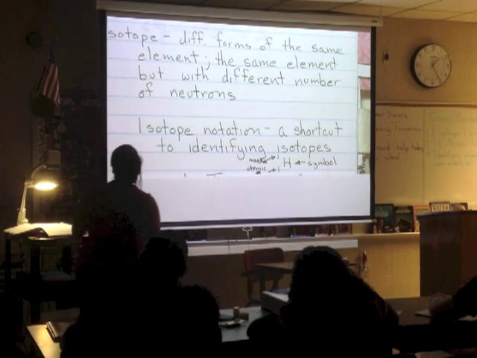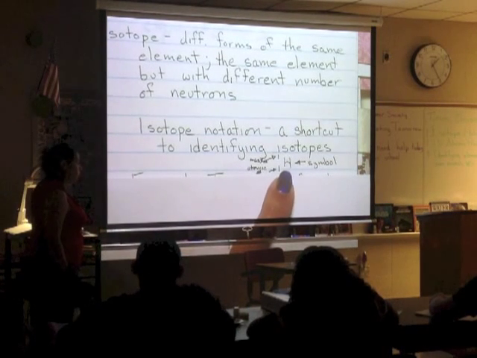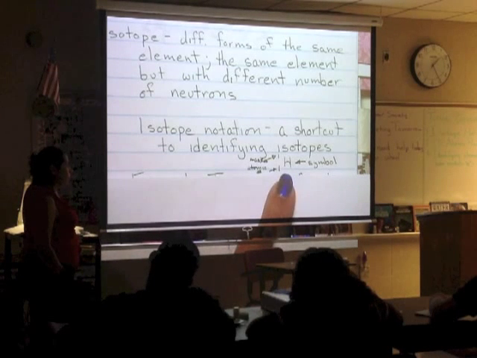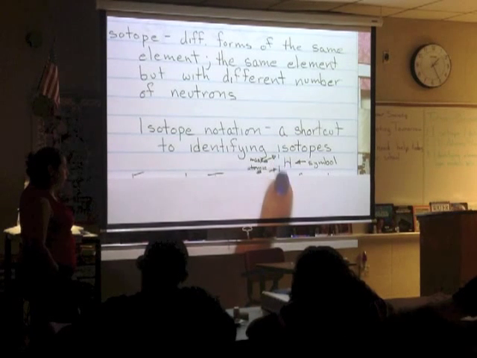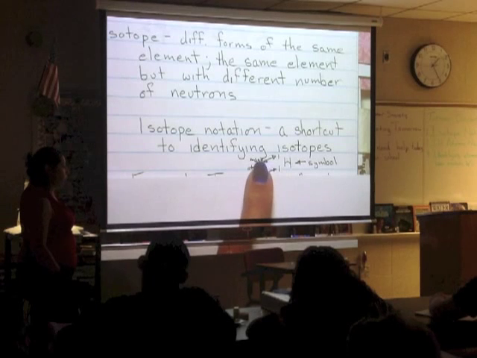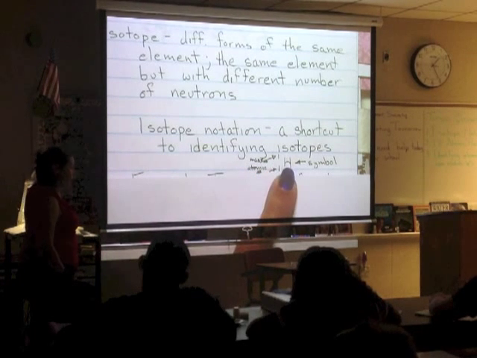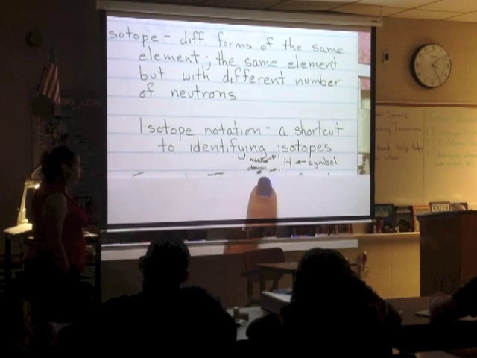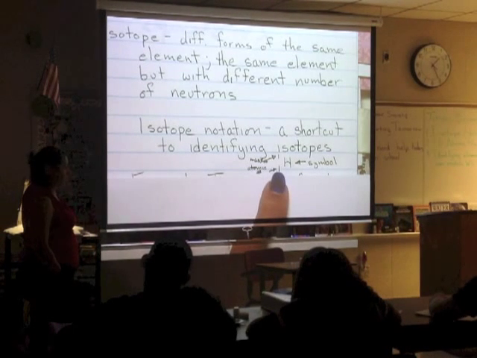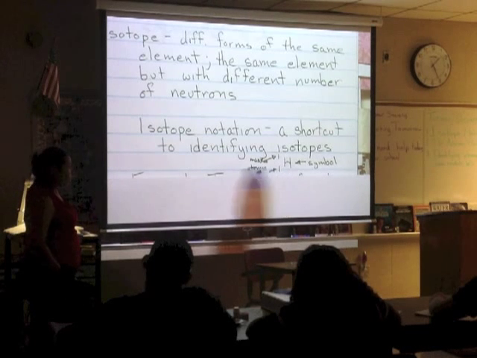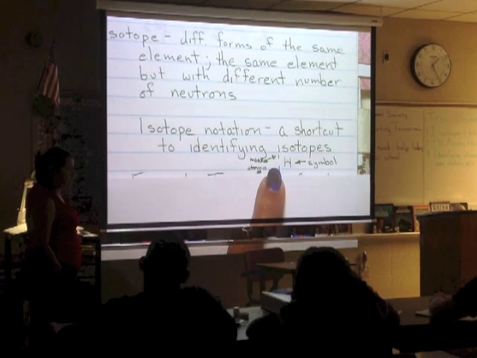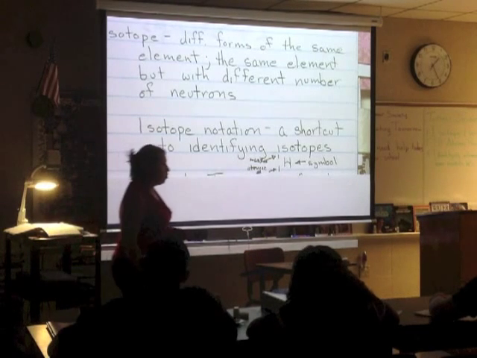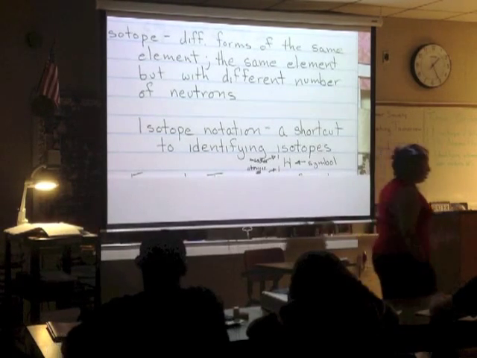So if I look at this isotope notation, what element is this? Hydrogen. And then I have a 1 at the top and a 1 at the bottom. The number at the top is always the mass number. So the mass number of this hydrogen is 1. And the atomic number of hydrogen is 1. Now this one is always going to be the same as the periodic table. So the atomic number will be the same as the periodic table. The mass number is the one that can be different. Doesn't necessarily have to be, but it can be. So from here, I should be able to calculate protons, neutrons, and electrons.